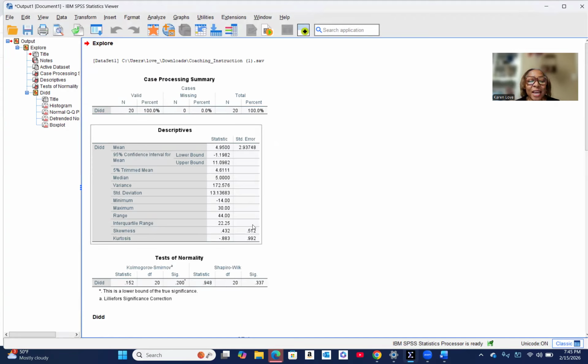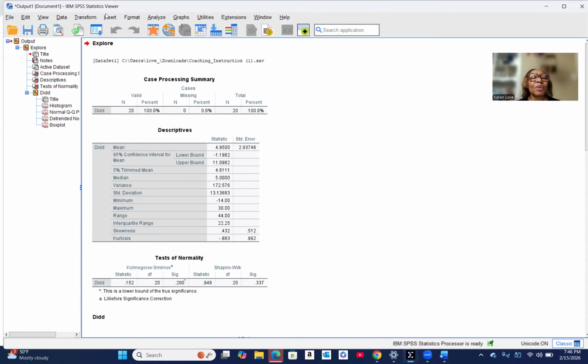When we look at this data, the Shapiro-Wilk test gives us a 0.337. We know that 0.337 is greater than 0.05. So this tells us that the distribution is normal. Since it is, we can use the paired t-test.